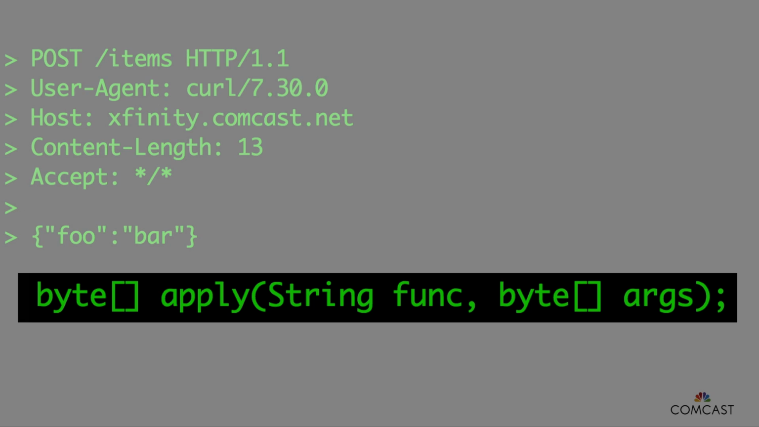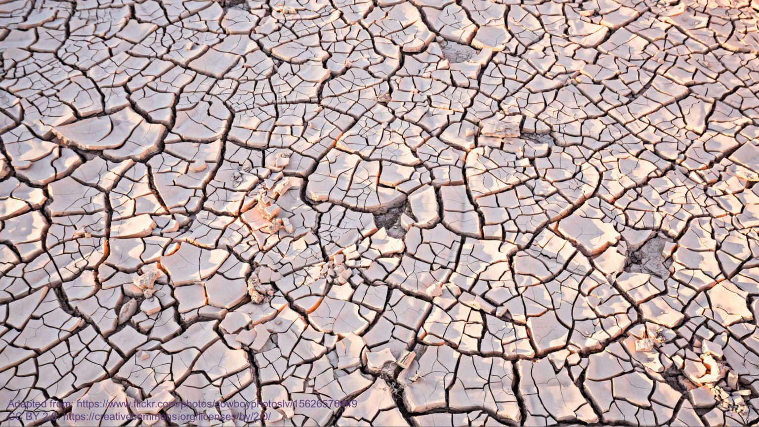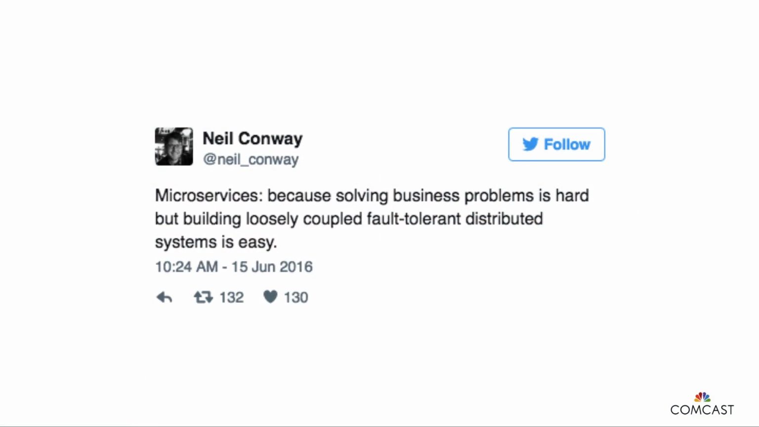So, as we take our application and divide it into multiple services, essentially we're introducing all of these cracks in our overall application where partial failure can creep in. And I found a great tweet about this yesterday. Neil Conway is a distributed systems researcher, and he said, "Microservices, because solving business problems is hard, but building loosely coupled, fault-tolerant distributed systems is easy." Obviously, this is tongue-in-cheek. Companies wouldn't be pursuing microservices architectures if they didn't see holistic overall business value.